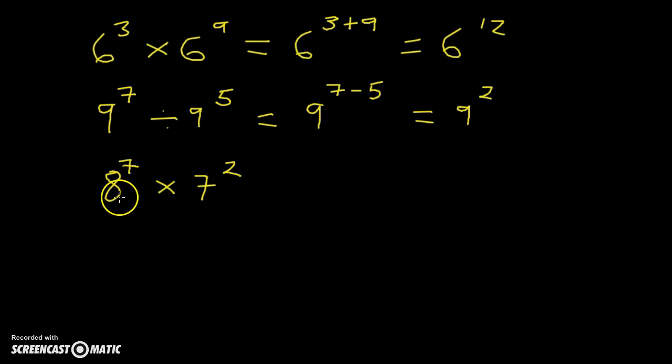What about this? 8 to the power of 7 multiplied by 7 to the power of 2. Well, this doesn't work, or the indice laws don't work. Our base numbers or base terms are not the same. Because the 8 and the 7 are different, we cannot add the indices. So just be careful of that.